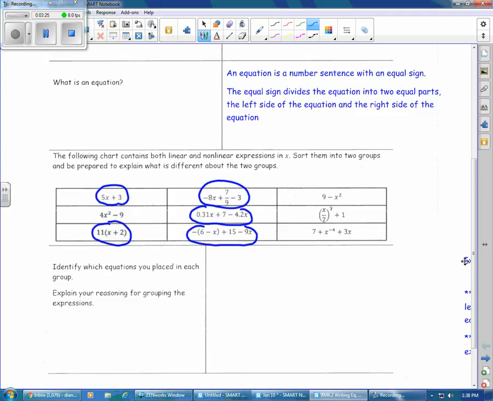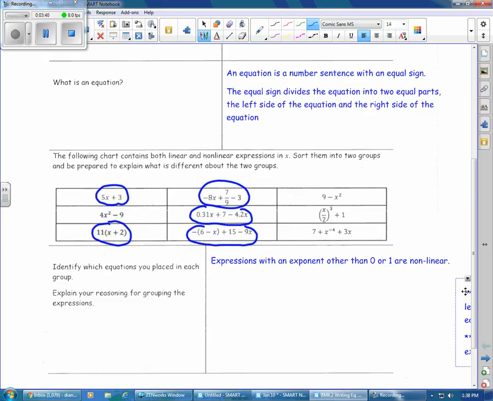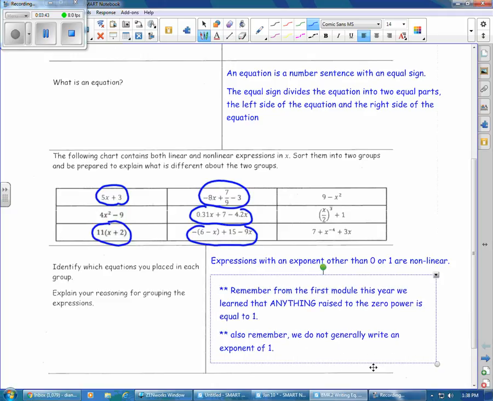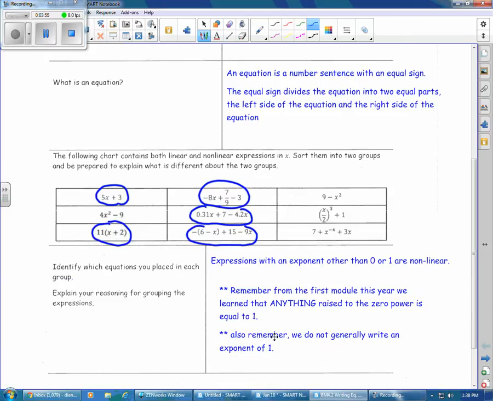So a better way of defining nonlinear or linear expressions: those with an exponent other than 0 or 1 are nonlinear, which again would say expressions that have an exponent of 0 or 1 are linear. But again, because we generally don't write an exponent of 1, we're going to look at the expressions and say any expression that doesn't have an exponent is going to be linear. So if you have to take a minute and write down these notes, you may go ahead and do that. Expressions with an exponent other than 0 or 1 are nonlinear.